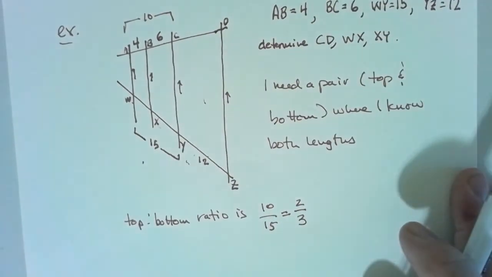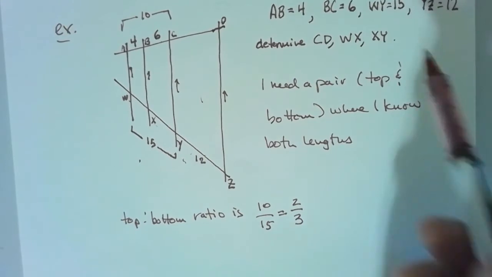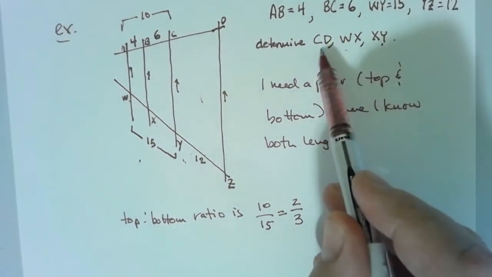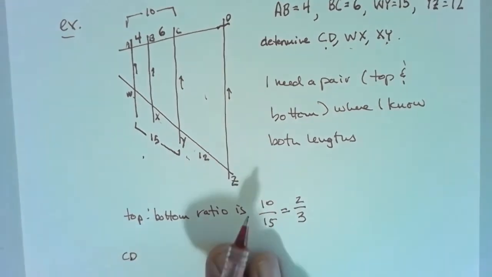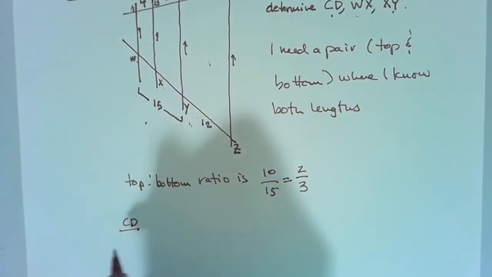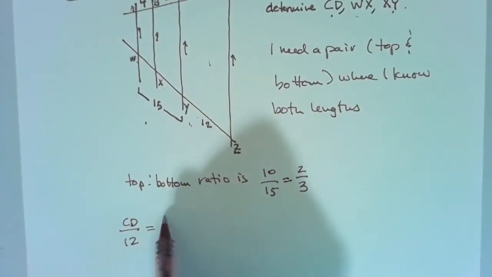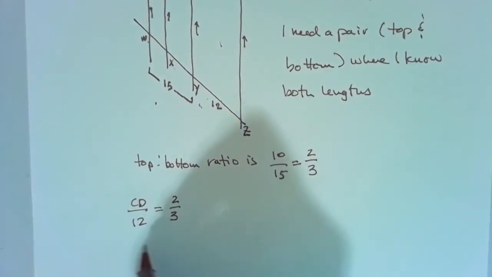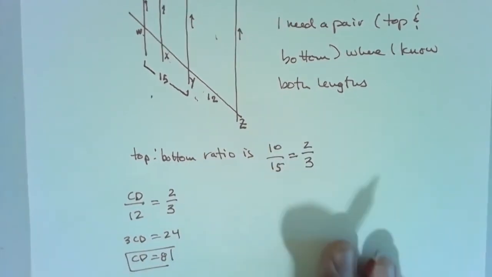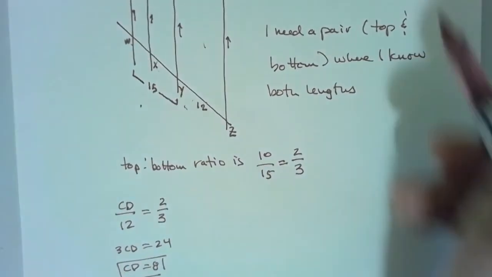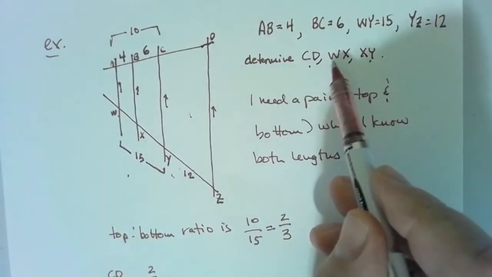And then I can just quickly set up proportions to solve for each of my unknowns. To get CD, CD's on the top. So CD over 12 is in a 2 to 3 ratio. Cross multiplying this, I get 3 CD is 24, or CD is 8. That's CD.